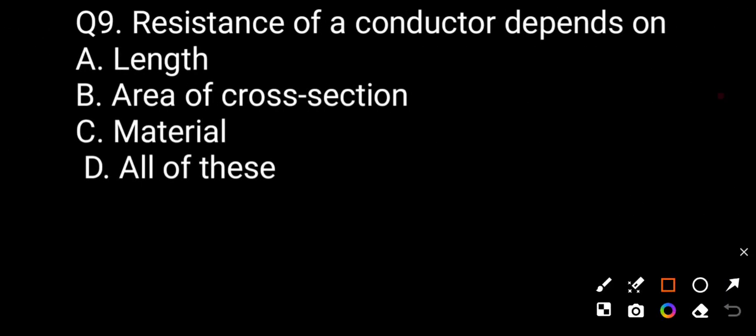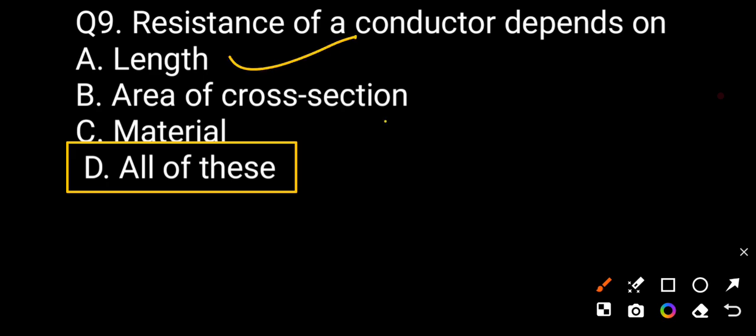Now question number 9. Resistance of the conductor depends on option A length, option B area of cross section, option C material, option D all of these. The correct answer will be D. It means resistance depends on length, area of cross section, and material. So the correct answer will be all of these.